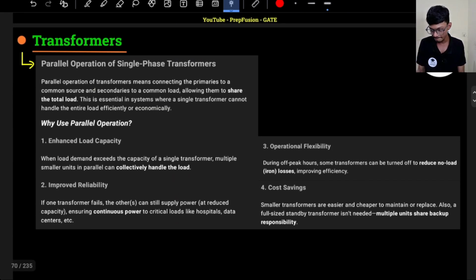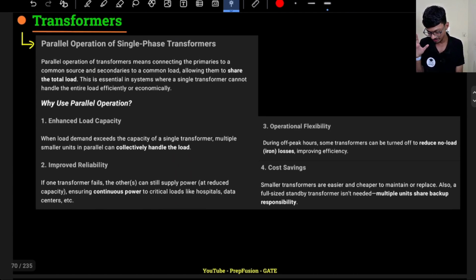Okay, so now this is the crux of whatever I have been discussing. Parallel operation of transformers means connecting the primaries to a common source and secondaries to a common load, allowing them to share the total load. This is essential in systems where a single transformer cannot handle the entire load efficiently or economically. So why use parallel operation? First point is enhanced load capability. Of course, we will increase our load handling capability.